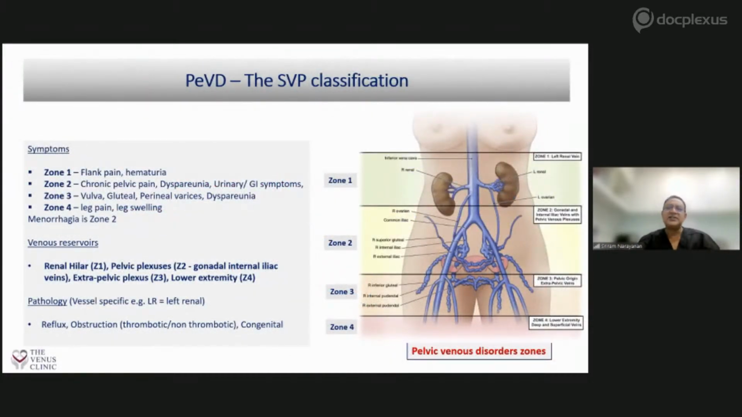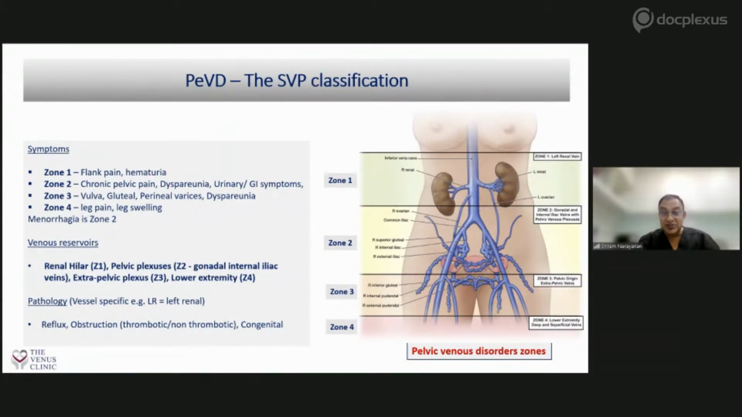Which then nicely brings us to the SVP classification. Like in varicose veins, you have the CEAP classification. In May this year, we published the SVP classification. The classification was led by Mark Meissner from Canada, and it has now been adopted by societies around the world. It was published in the Journal of Vascular Surgery in May this year, for those who are interested.